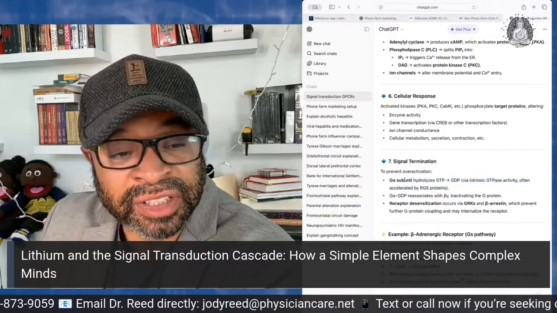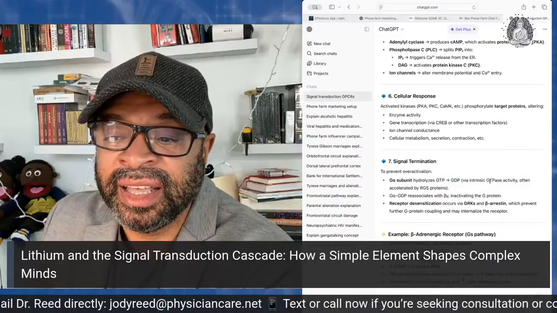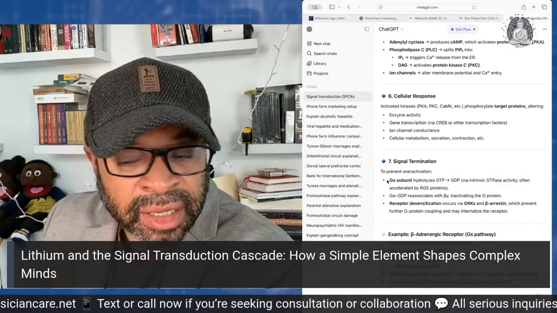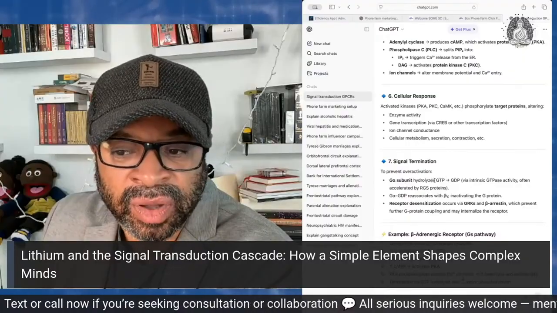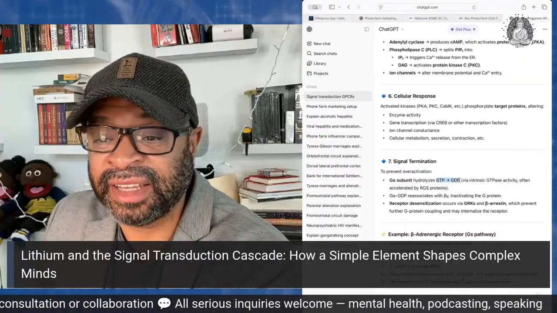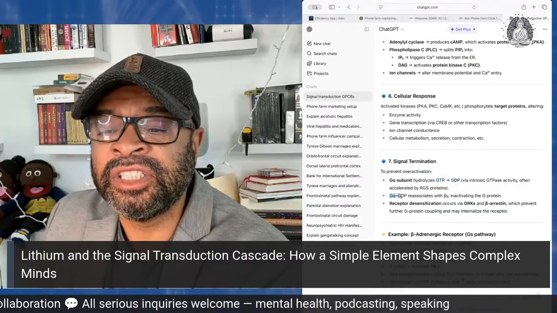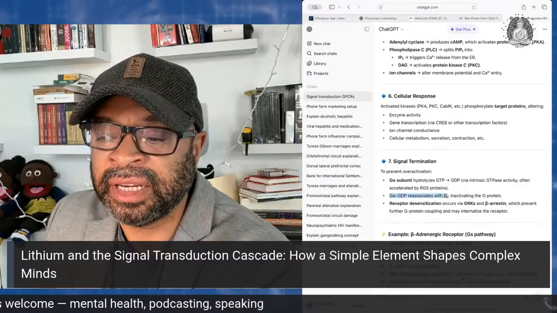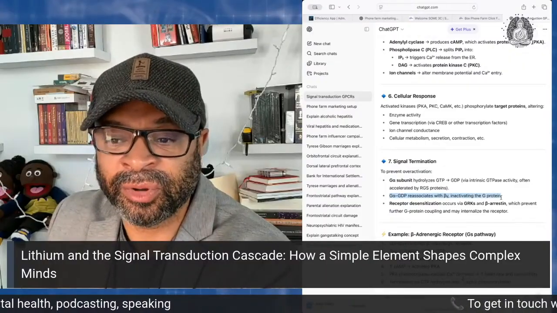So the alpha subunit has an intrinsic GTPase activity, and so when it's released, it's going to convert GTP to GDP and therefore deactivate itself. Alpha-GDP reassociates with the gamma and it activates the G protein, right?